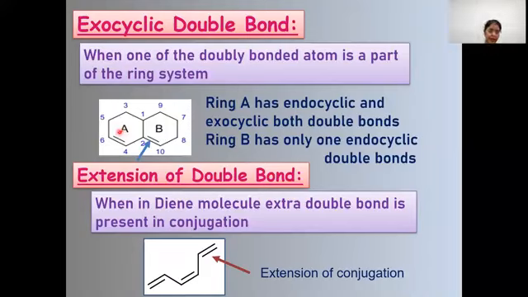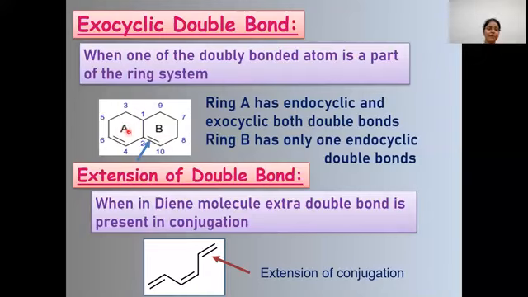In ring A, a double bond is present within the ring, so this is the endocyclic double bond. Same in B, this bond is endocyclic. But for ring A, the carbon involved in the ring is having a double bond that is present in ring B. That means two carbons are common for ring A and ring B. The bond which is present in ring B will be exocyclic for ring A.